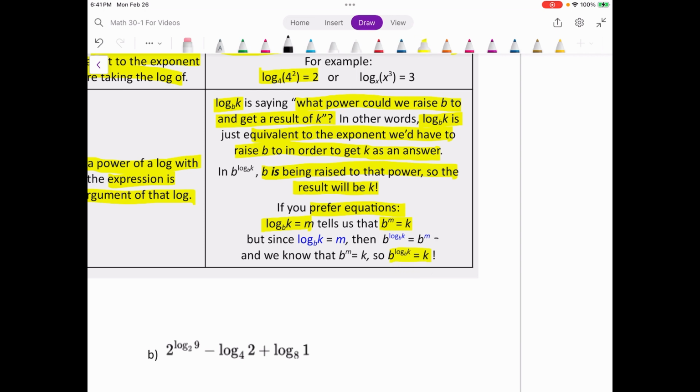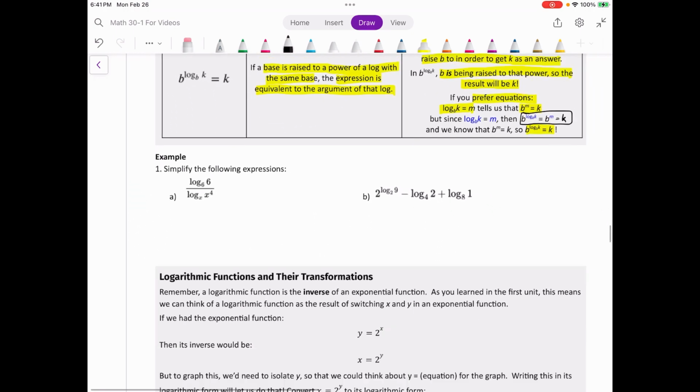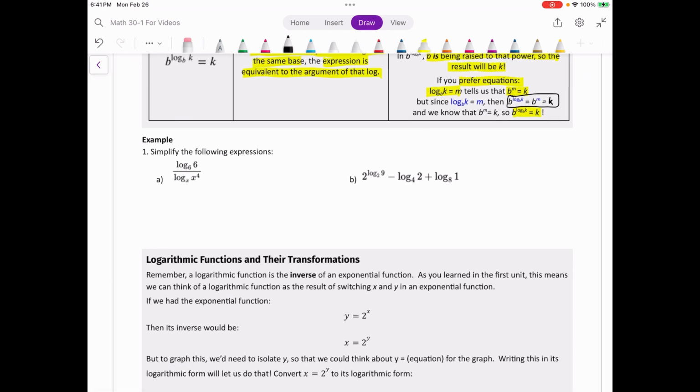It's essentially saying this, right? If that's true, then that's true. All right, let's try applying these to see if we can simplify some log expressions.